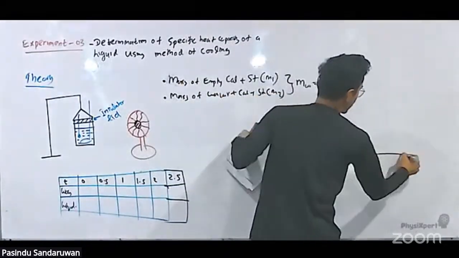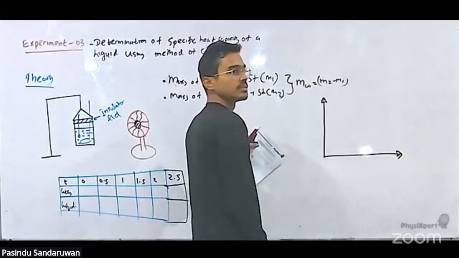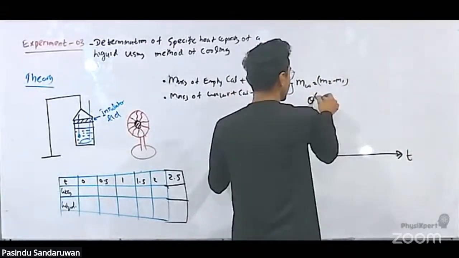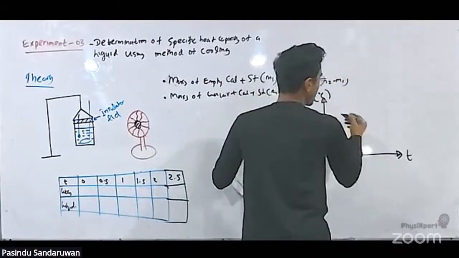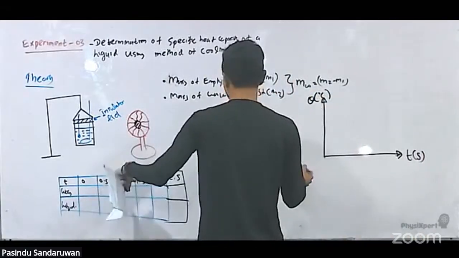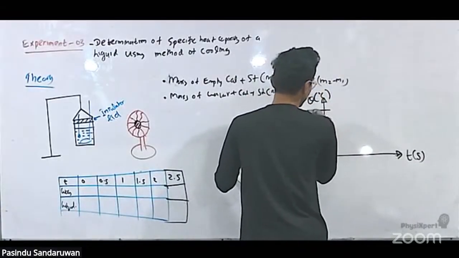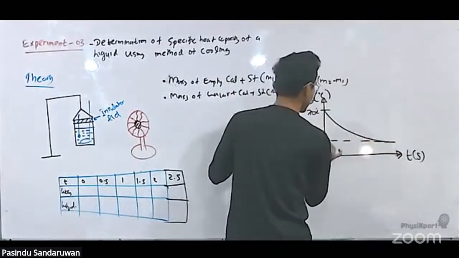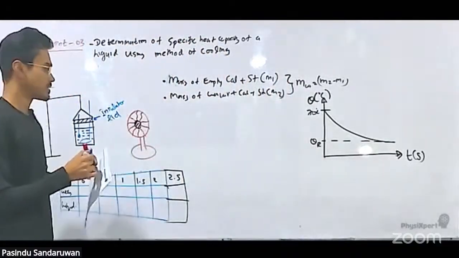Cooling curve is between, what are the axes? Temperature and time. Theta with time. Theta is in degrees Celsius, and time in seconds. Minutes times seconds make mark. Then, say you are starting from 70, the cooling curve goes until theta R, room temperature.